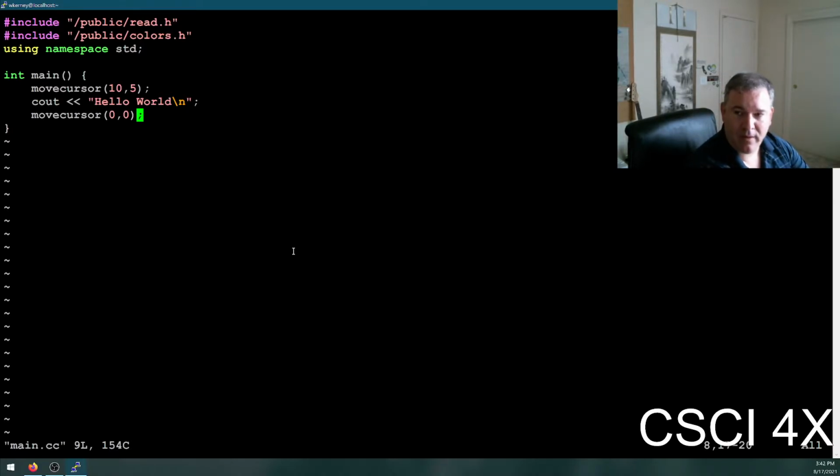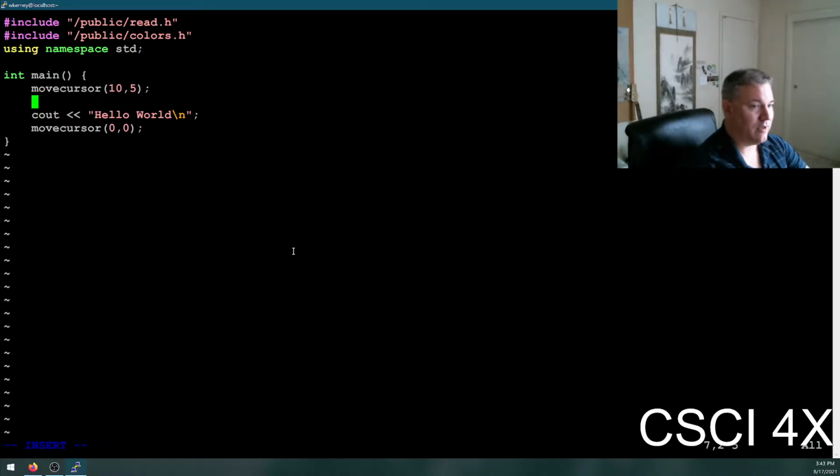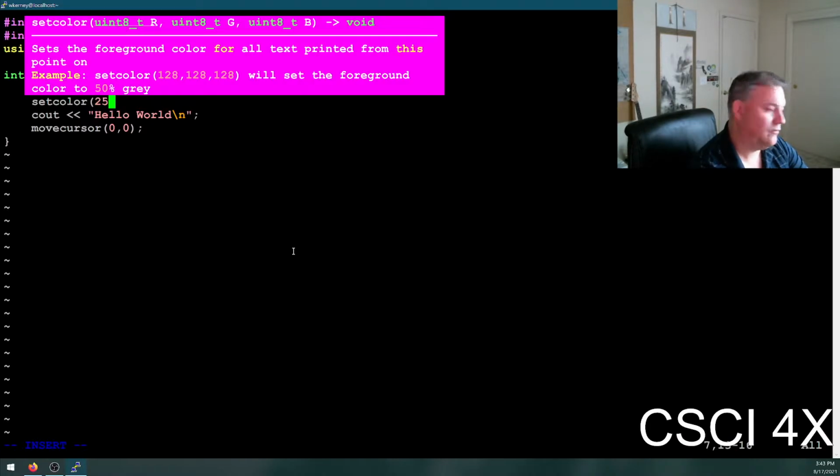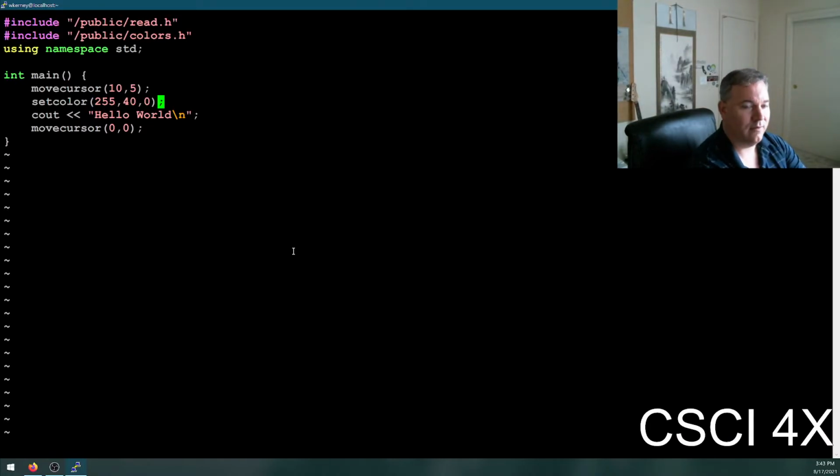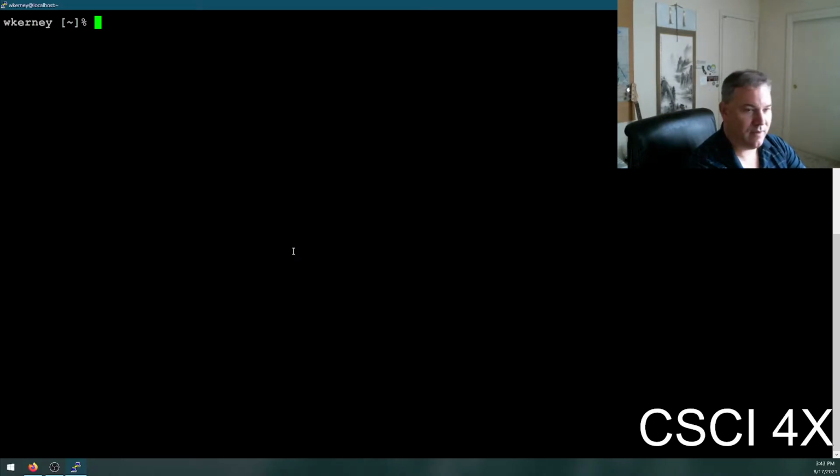Let's scratch the surface. Maybe I'll have you guys do STL this semester, or maybe your choice. Anyhow, the way my library works is that this command, move cursor, moves the cursor, the green square, to the given row and column. Print something out, move the cursor again. You can change the color if you want, so you can set color to be 255, 40. If you do that, then it'll draw hello world in color.